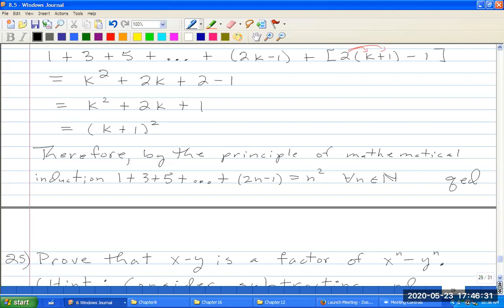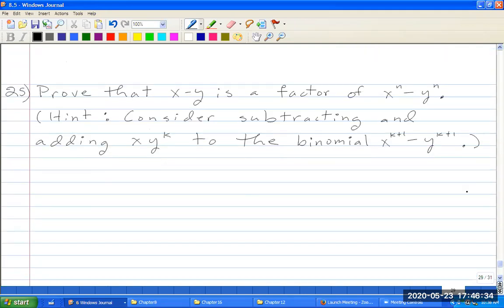Let me do problem 25. Professor, do we have to write this on our exam?